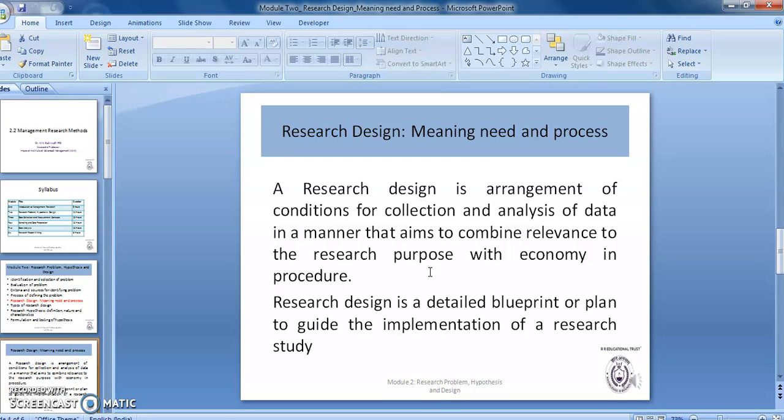I am reading out the slide. A research design is an arrangement of conditions for collection and analysis of data in a manner that aims to combine relevance to the research purpose with economy in procedure. So it is a collection and analysis of data, which you must understand, and it aims to combine purpose with economy, which means research must have a purpose, undoubtedly.